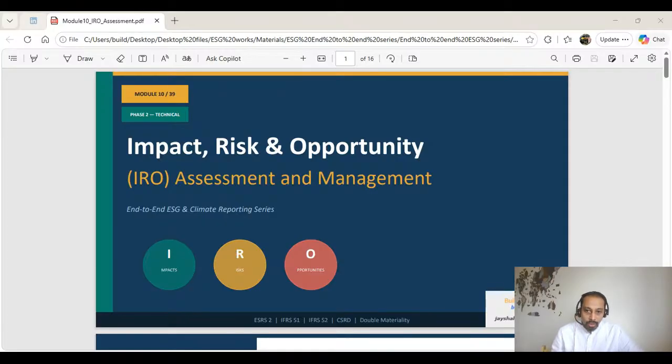So, today we are going to be talking about the impact, risk, opportunity assessment and management, that stands for the IRO assessment.